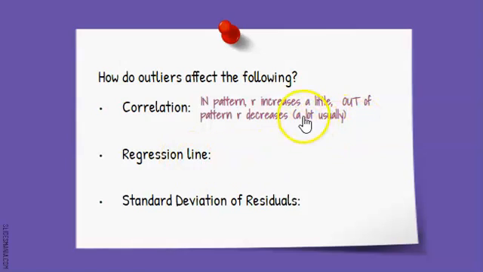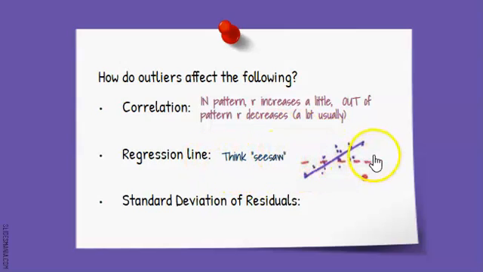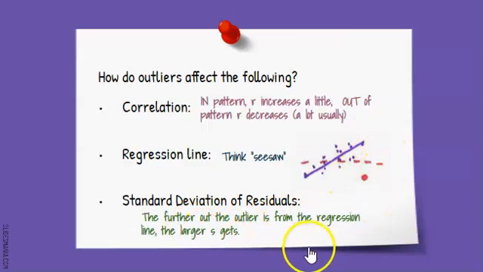Now, what about a regression line? How does an outlier affect the regression line? Well, think about the seesaw that I showed you on the applet. What about standard deviation of the residuals? The further out the outlier is from the regression line, the larger your standard deviation is going to get. That's just the bottom line.